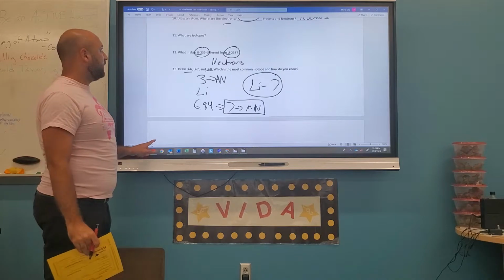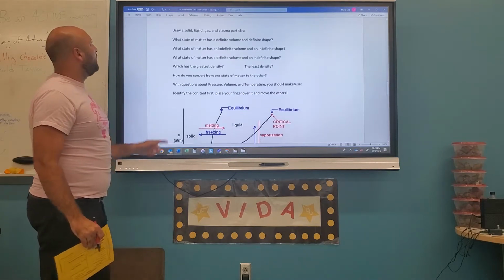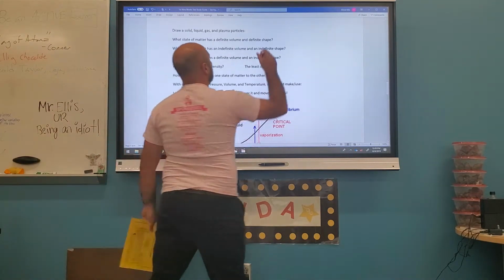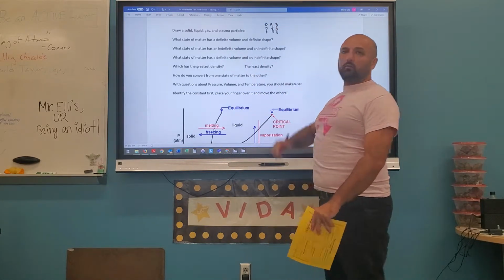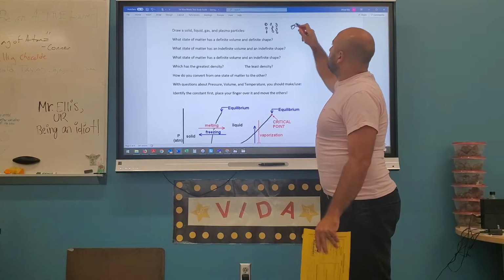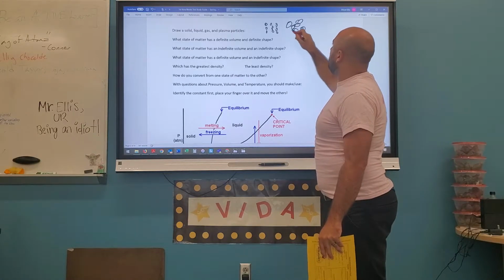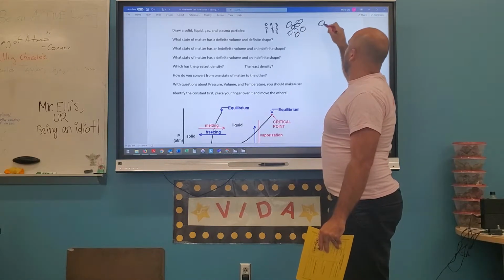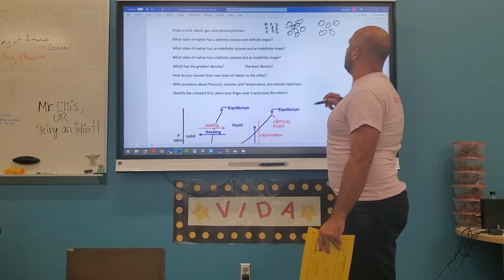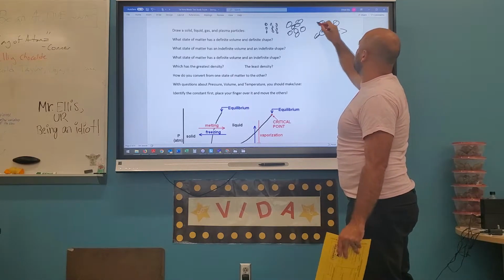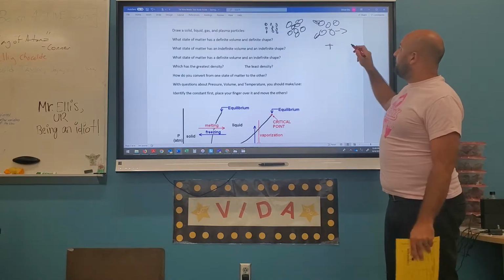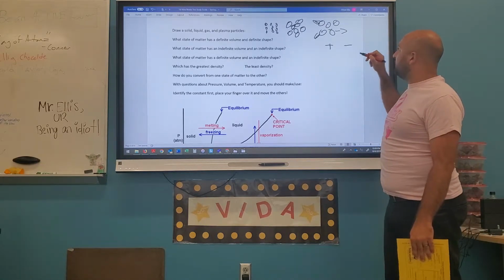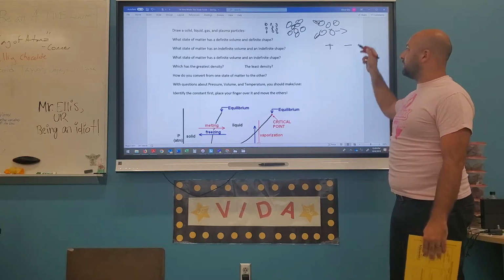Okay? Keeping it rolling. Draw solid, liquid, gas, and plasma particles. So, solid: nice, set, even rows, all really close together. Liquid, still pretty close together, they're just jumbled up. For a gas, we have them all spread out in all kinds of different places, more room, going in different directions, more energy, etc. A plasma, however, I better see positive protons, negative electrons, or positive nuclei and negative electrons flying around everywhere.